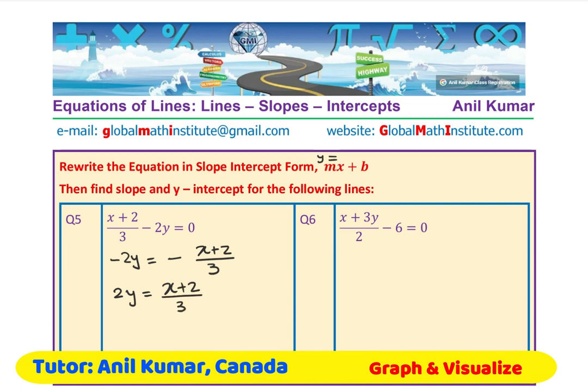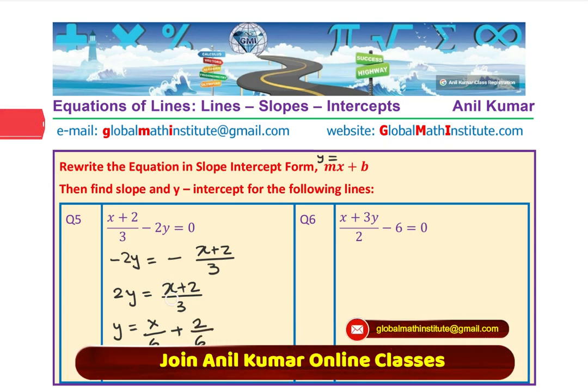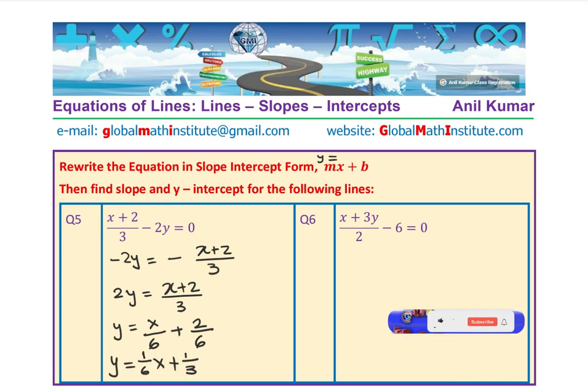And now you could also separate it out, right? But let's divide by 2. So we get y equals x over 6, plus 2 over 6, right? I'm splitting them now. Do you see that? Because x plus 2 over 3 was here, so we split them into two, and we could now write this as 1 over 6x plus 1 over 3. Makes sense? Correct? So now tell me, what is the slope and what is the y-intercept?